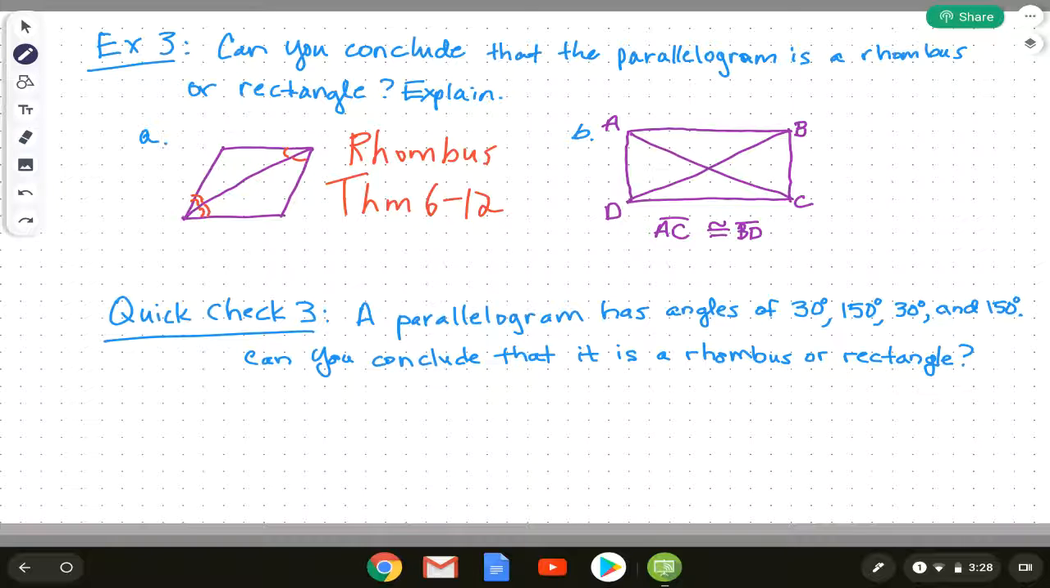Okay, the second one, B, I know it's a parallelogram. I'm given that the diagonal AC is congruent to the diagonal BD. So this one would be a rectangle. And that is by Theorem 614. I think that's the right number.